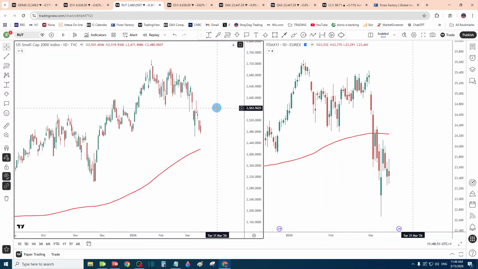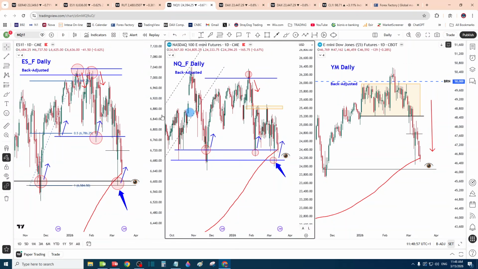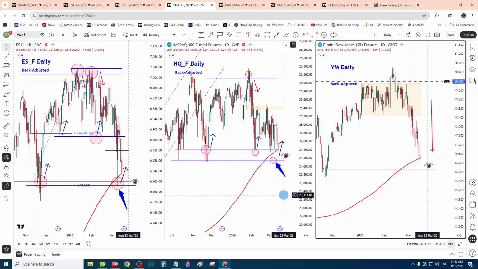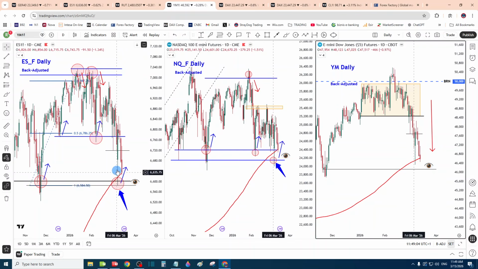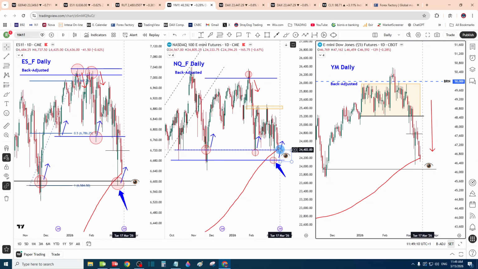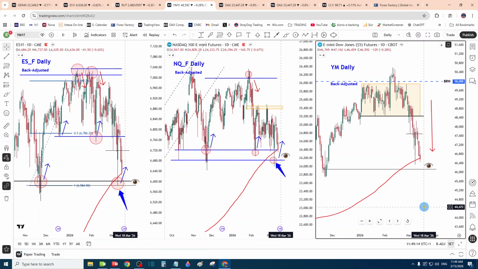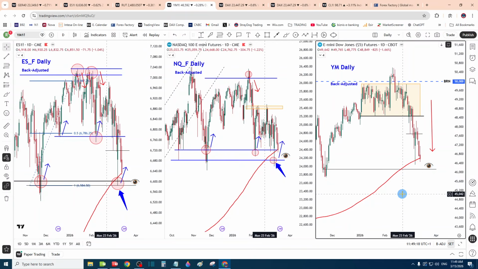This is Russell way above. Now, futures are a bit different. So these are the futures, back-adjusted futures of S&P, Nasdaq, and Dow Jones, respectively. And you can see how Monday low was just a pierce below daily 200 on all of them, while on Friday, they basically all closed right at daily 200. So daily 200 already tested, now they closed right there.